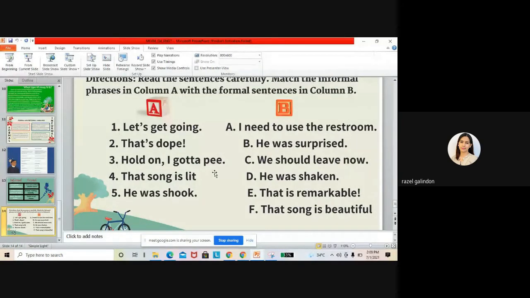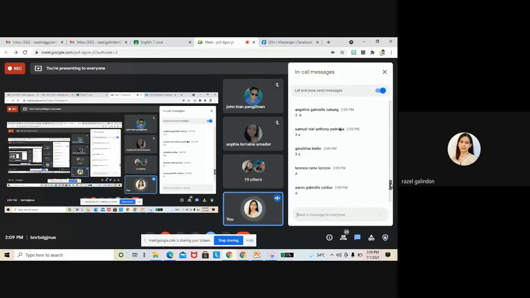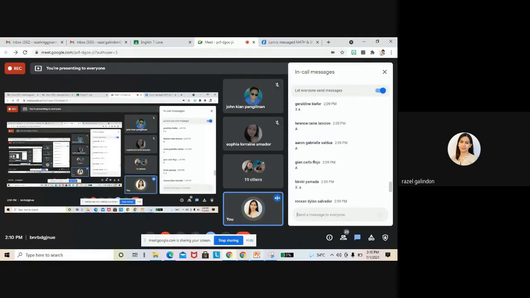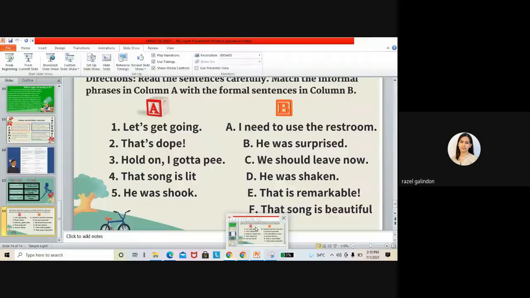Okay, so for number 3, hold on, I got a P. So that is informal, no? You can say that or you can use that with your friends and with your family. Okay, number 3, letter A. Very good. Yung mga sumagot sa number 3 ng letter A, I need to use the restroom. Okay, instead of saying, hold on, I got a P. And for number 4, nagmamadali kayo.